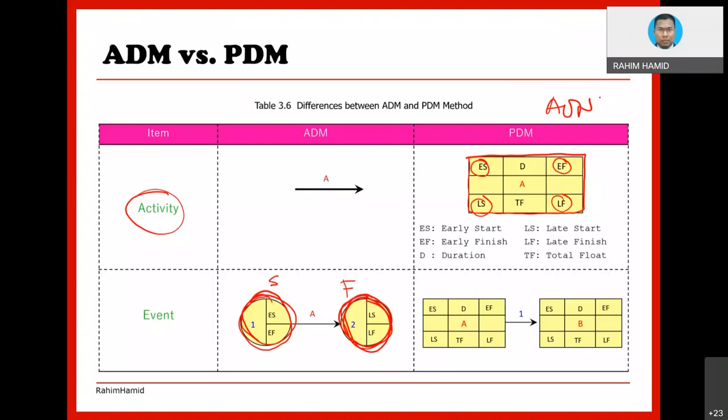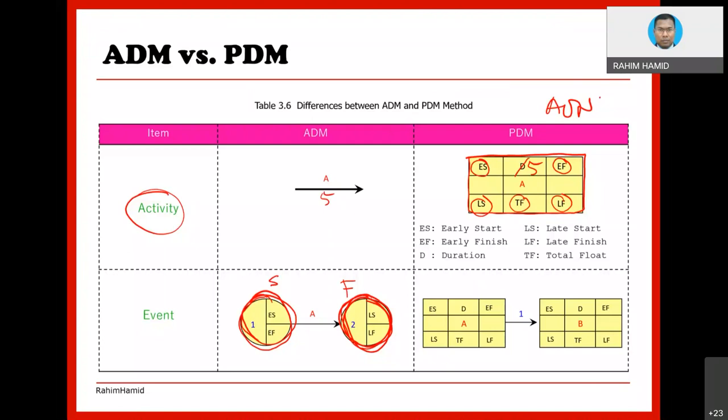Total float, A is basically the activity, and D is the duration of the activity. Okay, if for instance in an arrow diagram, let's say the duration is 5 days, so we put it there, but here we put 5 here, so that is basically the concept.